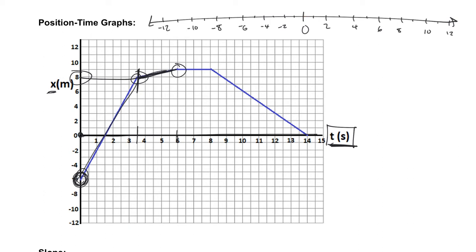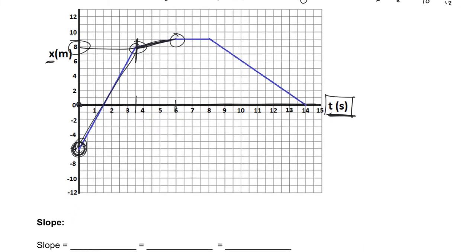So if you follow this whole graph over time, I'm starting at -6, I'm moving at a pretty good pace towards 8, and then I go really slow to 9, then I chill for a bit, and then I move back to 0. So you can simply follow the graph to figure out what is happening with the motion.